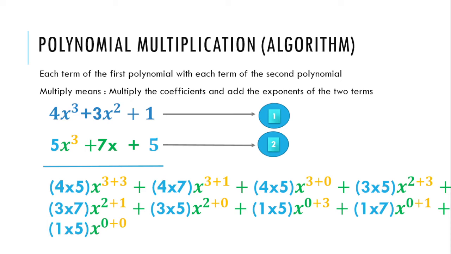4 into 5 x raised to 3 plus 3, plus 4 into 7 x raised to 3 plus 1, plus 4 into 5 x raised to 3 plus 0, plus next 3 into 5 x raised to 2 plus 3, plus 3 into 7 x raised to 2 plus 1, plus 3 into 5 x raised to 2 plus 0, plus 1 into 5 x raised to 3 plus 0, plus 1 into 7 x raised to 0 plus 1, plus 1 into 5 x raised to 0 plus 0. This is how we calculate the result of multiplication.